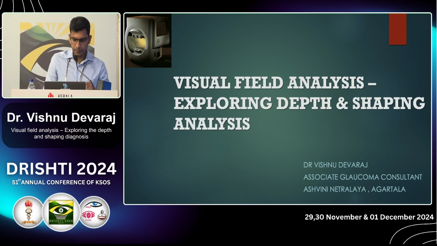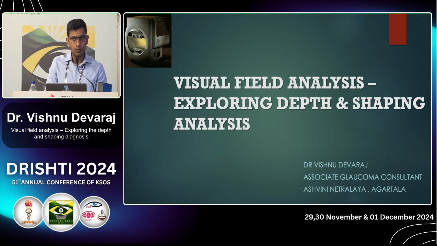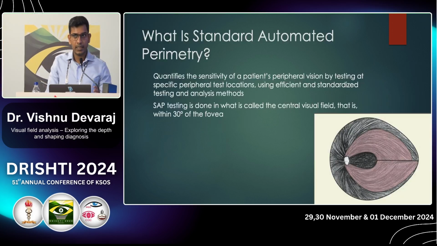Good morning, everyone. I'll be talking about how to focus on the points of Humphrey field analysis to reach a proper diagnosis. So we all know standard automated perimetry is what we use to see the central 30 degrees of the field. Basically, we are seeing how much sensitivity is measured in all the points of the retina.